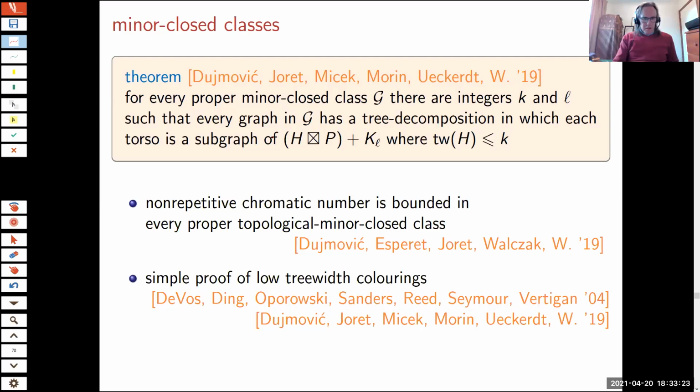There's another simple consequence of this theorem, which is something called low tree width colourings. There's a beautiful theorem of DeVos et al. It says, take any graph in a minor closed class, then you can partition the vertex set into two parts, and they both have bounded tree width. And this is really a very simple consequence of the theorem above. The previous proof had some hardcore graph structure theory in there. Once you know the theorem above, it really is just a straightforward corollary.